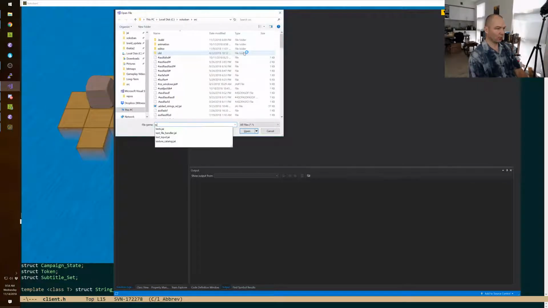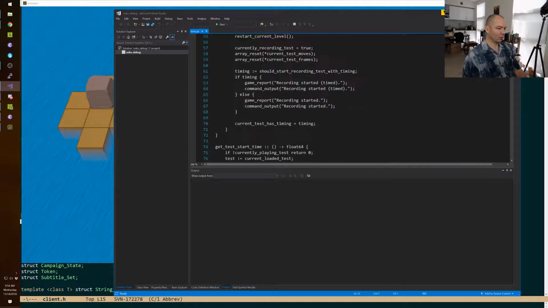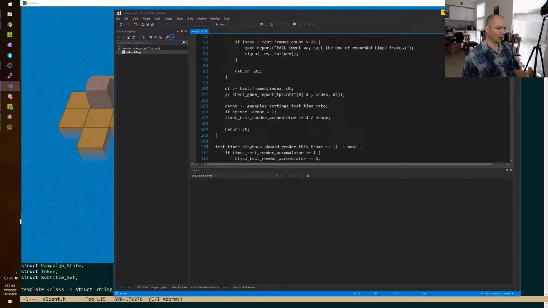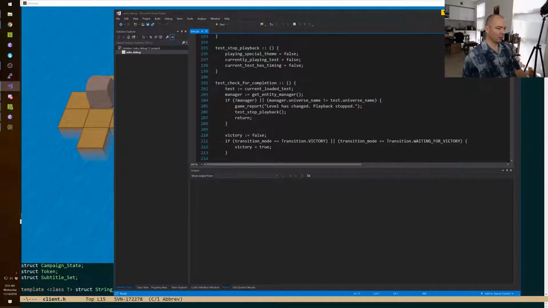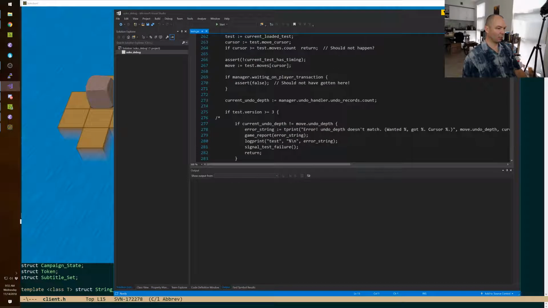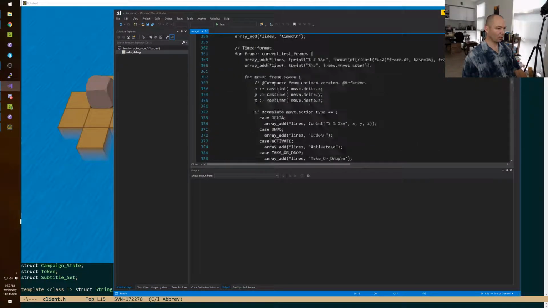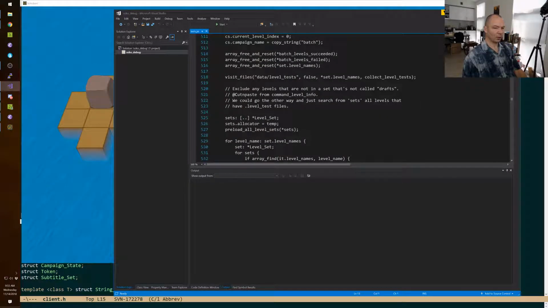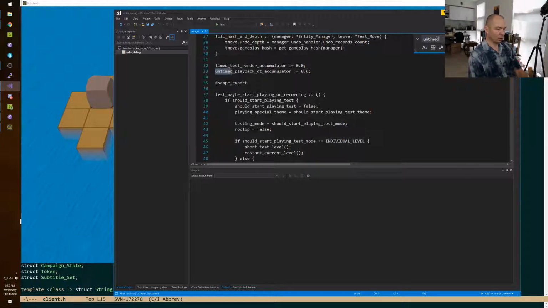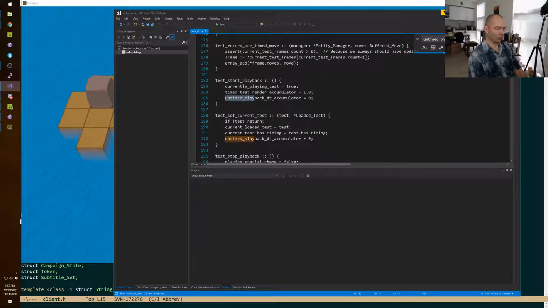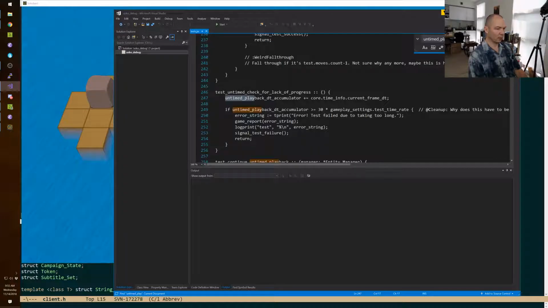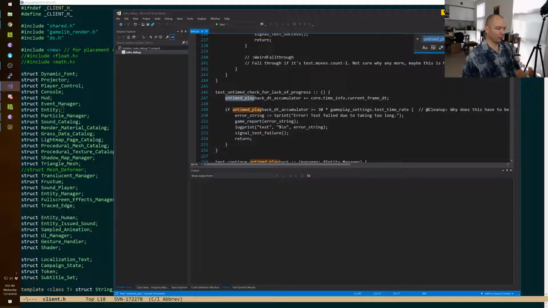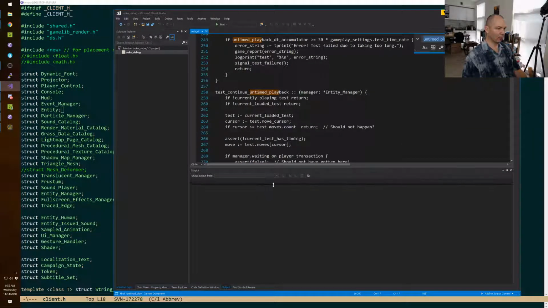Let's open tests and, well, so this is going to be an untimed playback. So where is that? That's not untimed playback. Okay, here we go. Oop. Wrong window. Okay, test continue untimed playback.